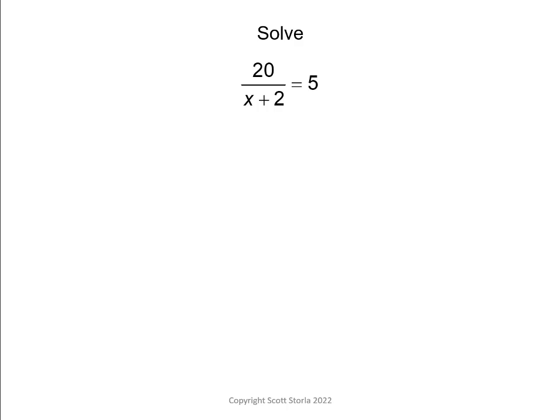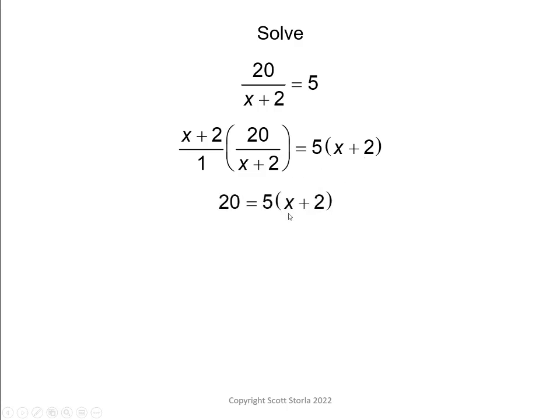How about if it's a binomial? See if you can figure this one out. In this case, we'd multiply both sides by x plus 2, and then once we reduce this factor of x plus 2, we'll have 20 is equal to 5 times the quantity x plus 2. Now you could distribute here, and that's fine. I'm just going to divide both sides by 5 though, and I'll have x plus 2 equals 4, and after subtracting 2 from both sides, I'll have x equals 2.